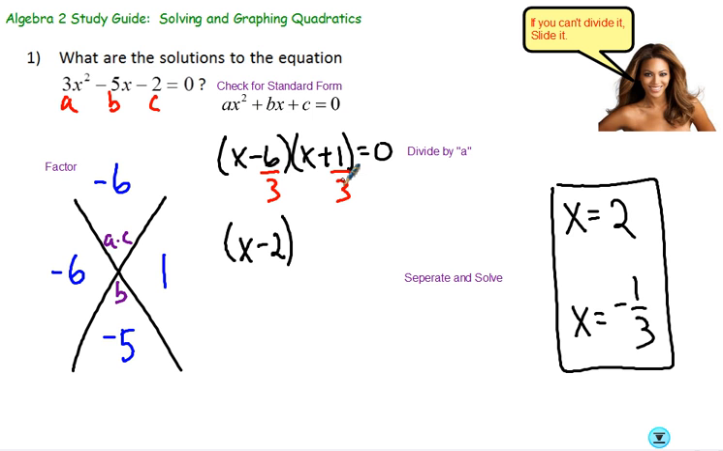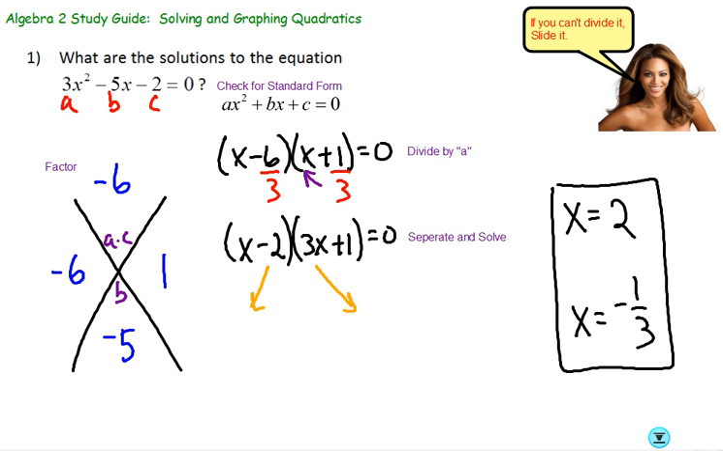Can't divide it, so slide it. So let's slide that 3 over, so that becomes 3x plus 1 equals 0. And then at this point, we're just going to separate and solve, right? So we're going to solve each one of our equations for x. So let's pull these two things apart.